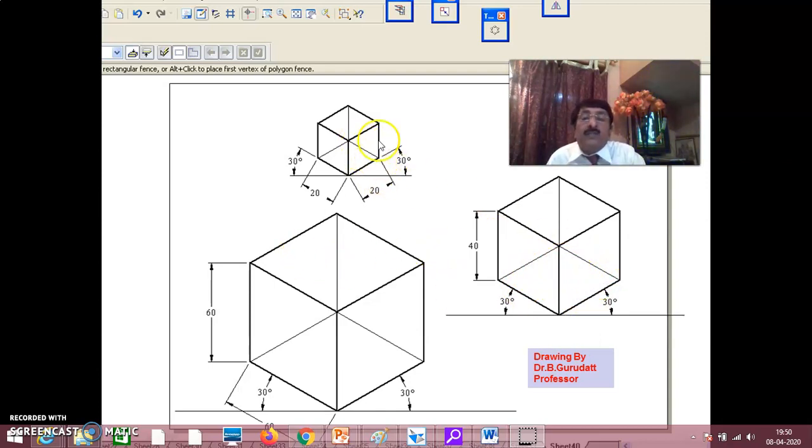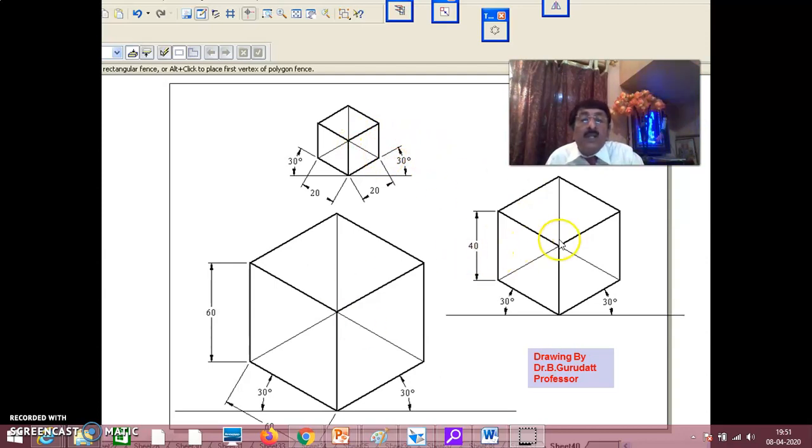Now to get the 20 mm cube, what do you do? You select the entire thing using the scale command, and take the multiplication factor as 20 by 40, that is 0.5, and automatically the 20 cube is obtained directly. See carefully: move and copy, and take a scale factor of 40 by 60, so that the 40 cube is obtained. Then again move and copy, and take a scale factor of 20 by 40, that is 0.5, and the cube of 20 is also obtained.